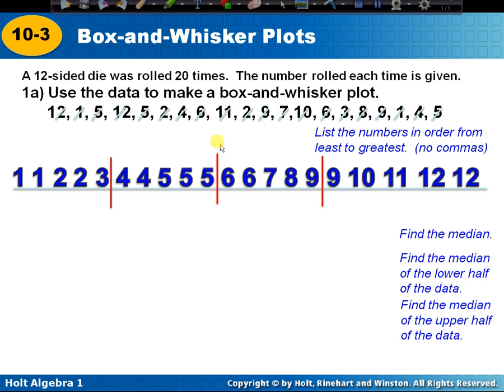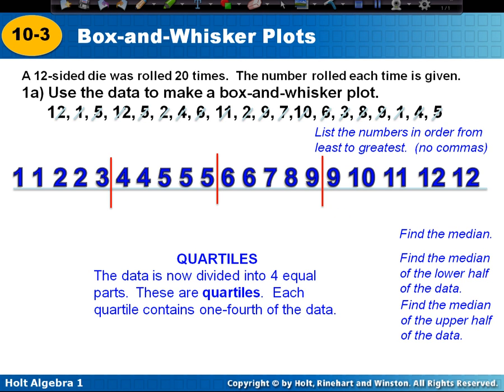So we find the middle or the median, and then we find the middle or the median of the lower half, and then we find the middle or the median of the upper half. These are quartiles. The data is now divided into 4 equal parts. Each quartile contains 1/4 of the data. So I have a 1/4 of the data here, a 1/4 of the data here, a 1/4 here, and a 1/4 here.